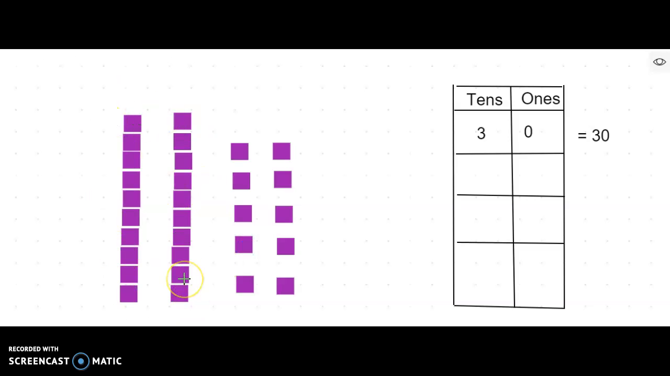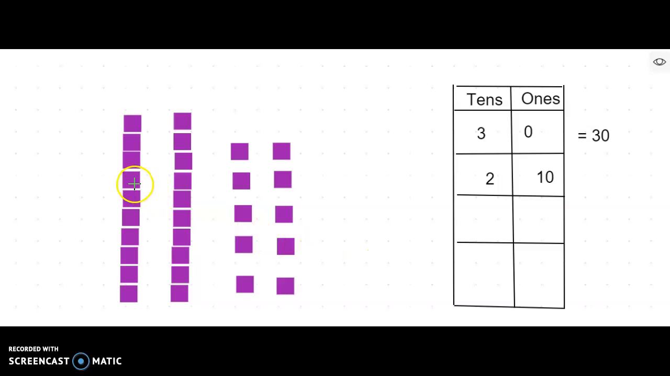But I still have a couple groups of 10 left. I have 2 groups of 10 left. So I have these 2 groups of 10, but how many loose ones do I have? Yeah, I have 1, 2, 3, 4, 5, 6, 7, 8, 9, 10 loose ones. So I have 2 groups or bundles of 10 left still, but I have these 10 loose ones. And get this, it still equals 30.